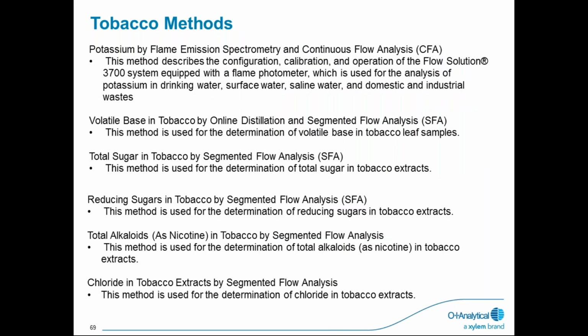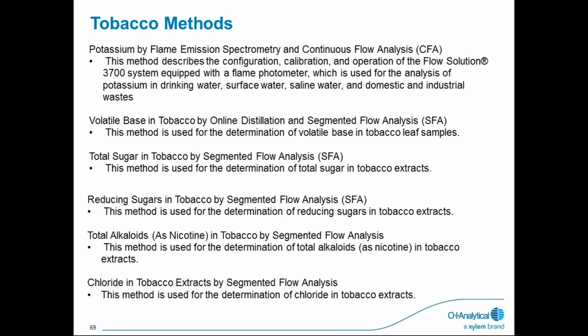Mentioned last week too, we do some tobacco methods that we developed. So we have potassium by flame emission spectrometry and continuous flow analysis. This method describes configuration, calibration, and operation of the flow solution system equipped with a flame photometer, which is used for analysis of potassium in drinking water, surface water, saline, and domestic and industrial waste. We also have volatile base in tobacco by online distillation and segmented flow, and that's for the volatile base in tobacco leaf samples.